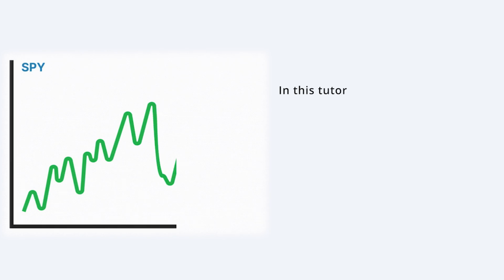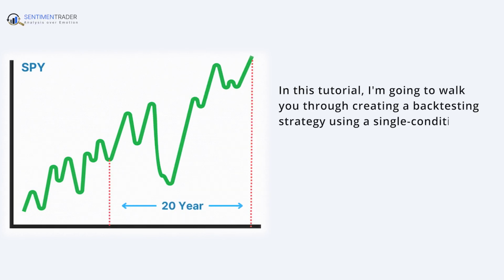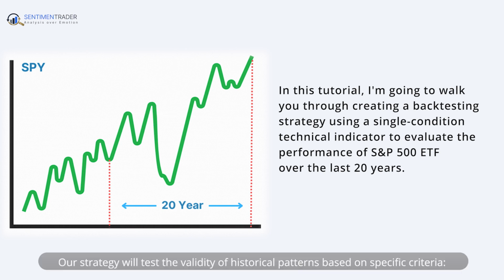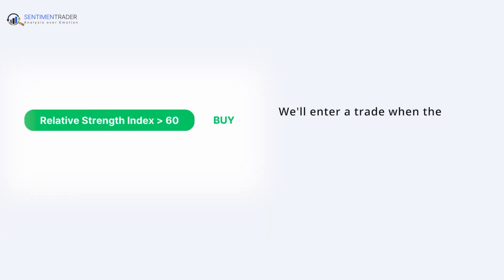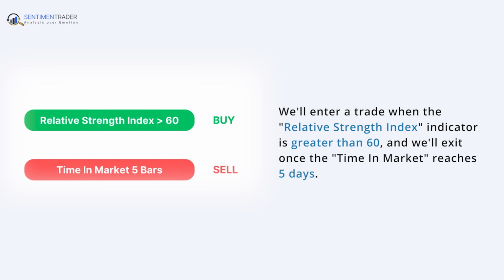In this tutorial, I'm going to walk you through creating a backtesting strategy using a single condition technical indicator to evaluate the performance of the S&P 500 ETF over the last 20 years. Our strategy will test the validity of historical patterns based on specific criteria. We'll enter a trade when the relative strength index indicator is greater than 60, and we'll exit once the time in market reaches 5 days.